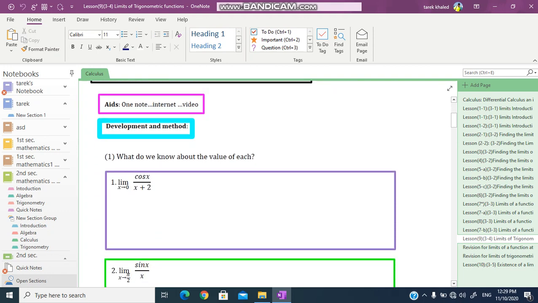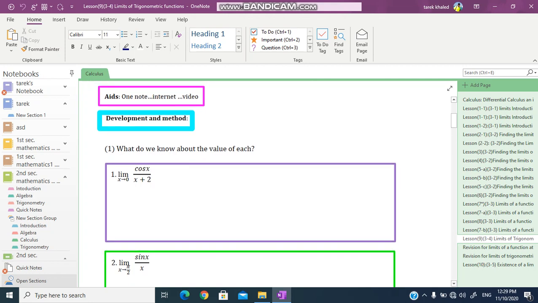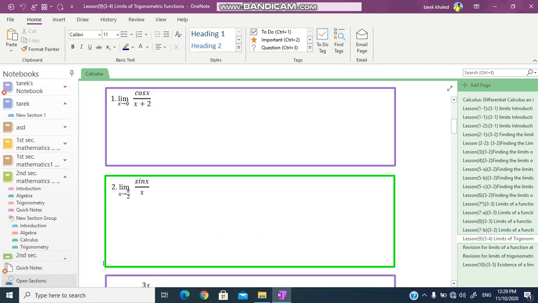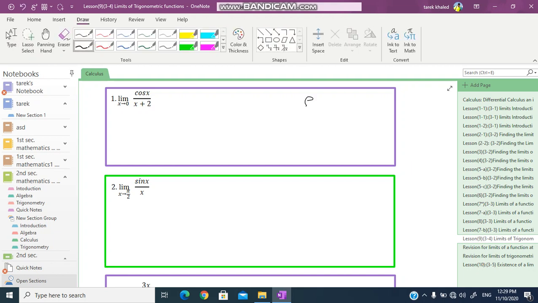First, what do you know about the value of the limit as x approaches 0 of cosine x over x plus 2? By using the substitution method, f of 0 equals cosine 0 over 0 plus 2. Cosine 0 equals 1, so 1 over 0 plus 2 equals 1 over 2. This is a satisfied quantity, so the value of the limit will be 1 over 2.